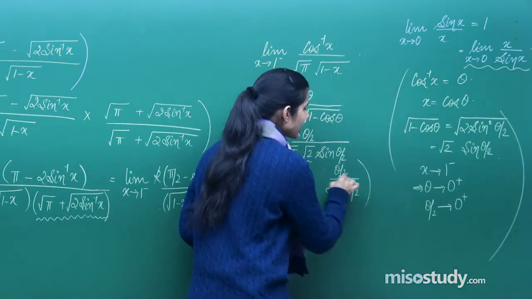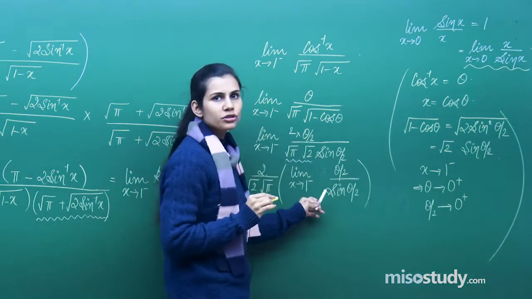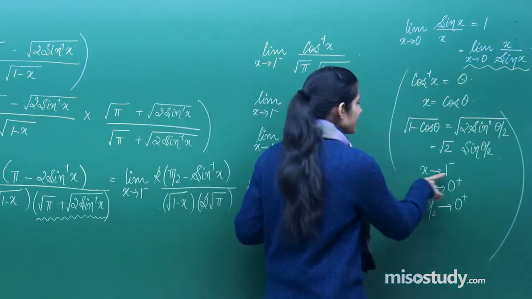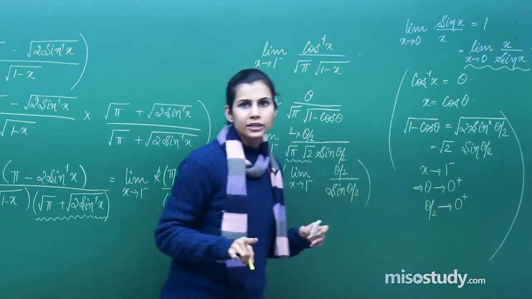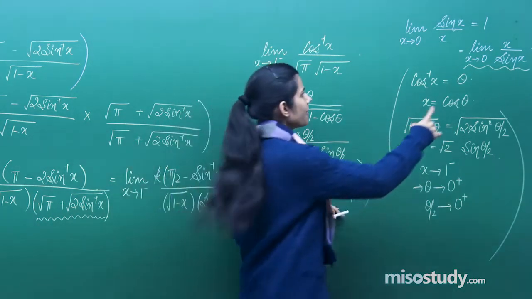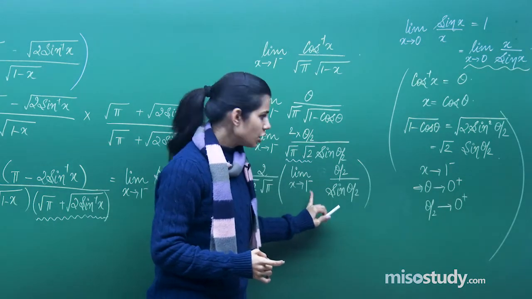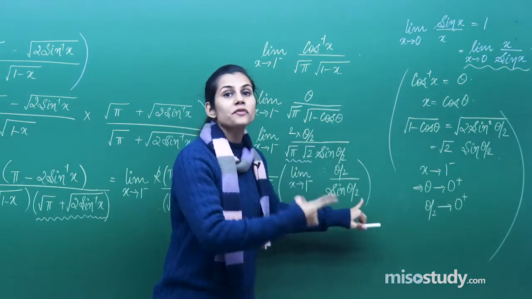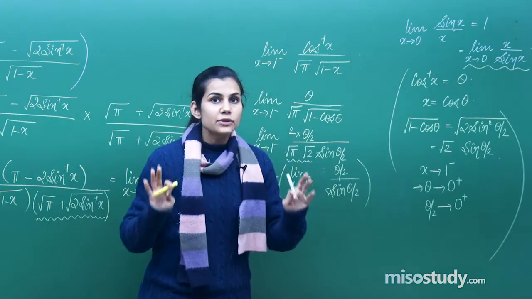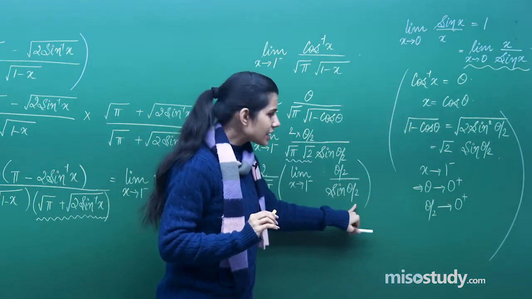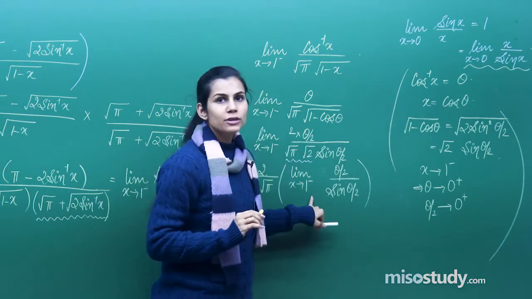Theta by 2 upon sine theta by 2, where theta by 2 should tend to 0. I know that if x is approaching 1, theta by 2 is tending to 0. So this entire thing is matching this entire thing: limit of something tending to 0, of that something upon sine of that something. That something right now is theta by 2. Theta by 2 upon sine theta by 2, limit theta by 2 tends to 0.